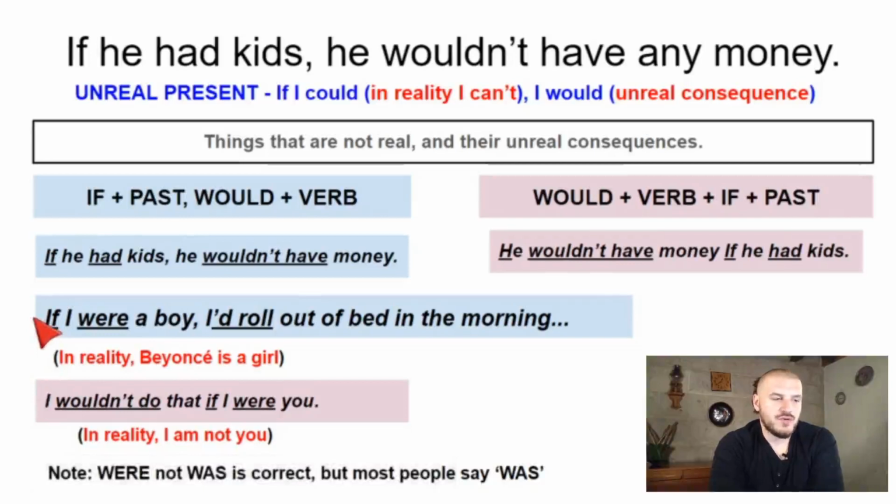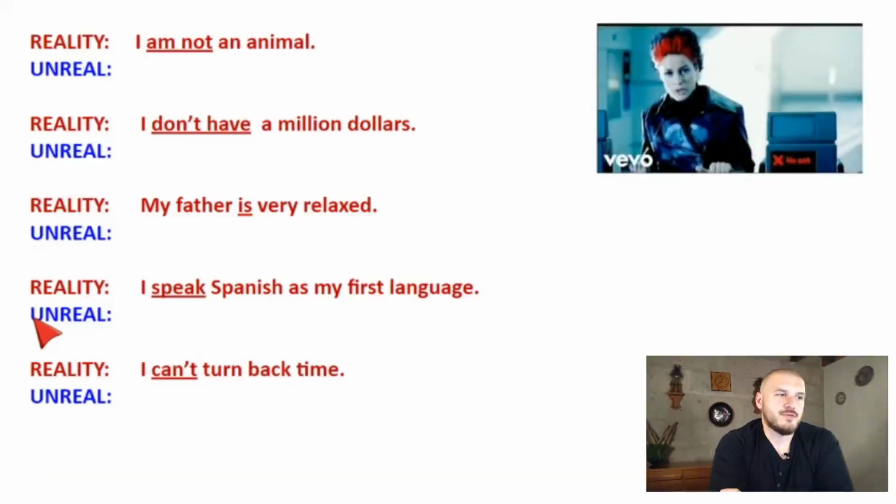So when you're talking about writing English, you would say, si yo fuera, if I were, okay? If I were you. I know that I goes with was in simple past, but in this case, in conditionals, we use were. But most people say was, to be honest. So let's have a look at some more examples.